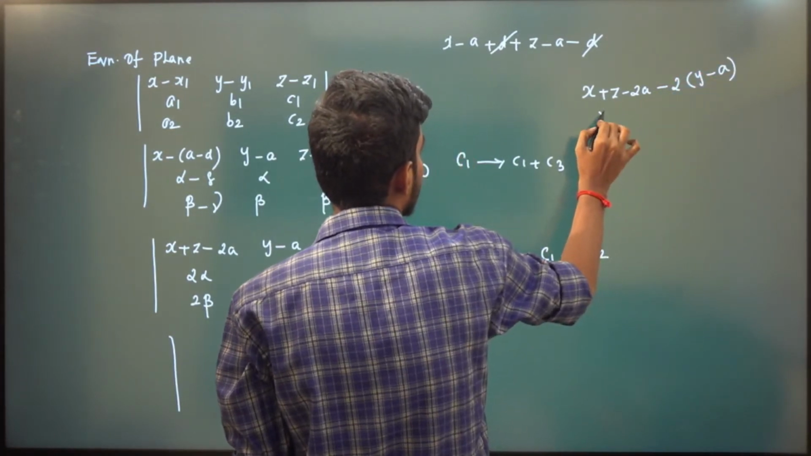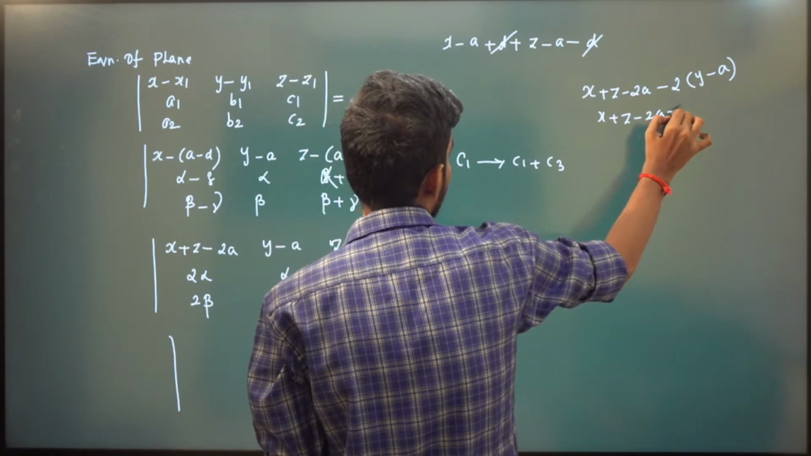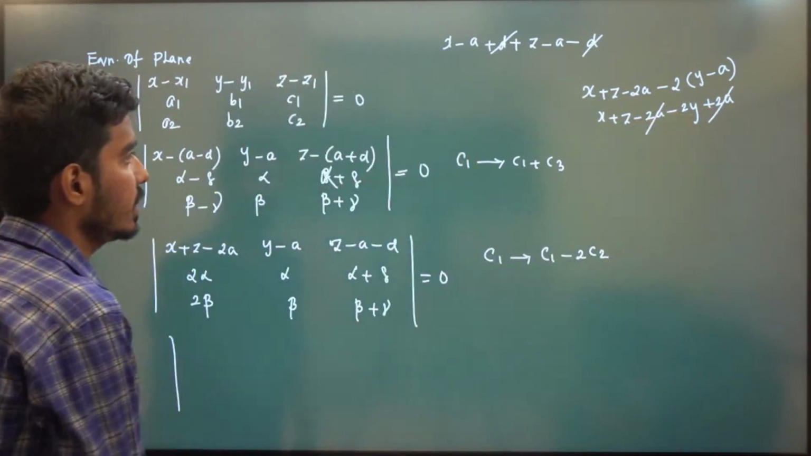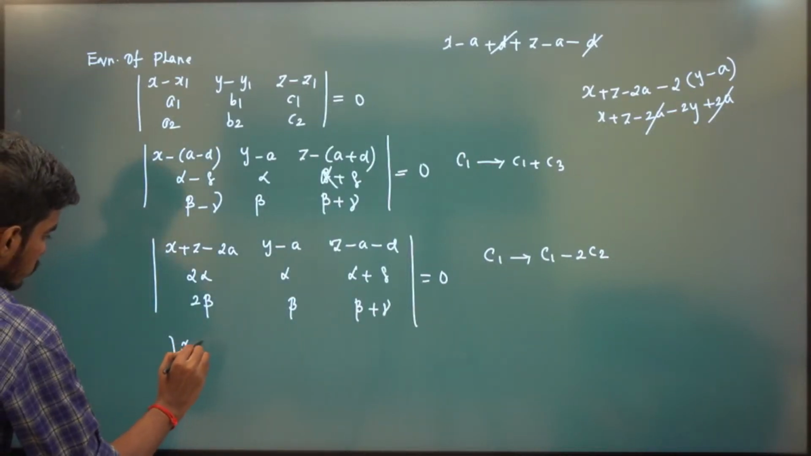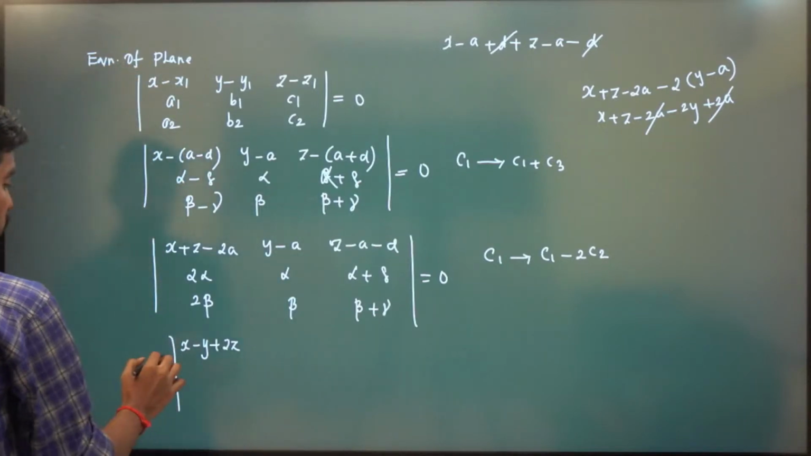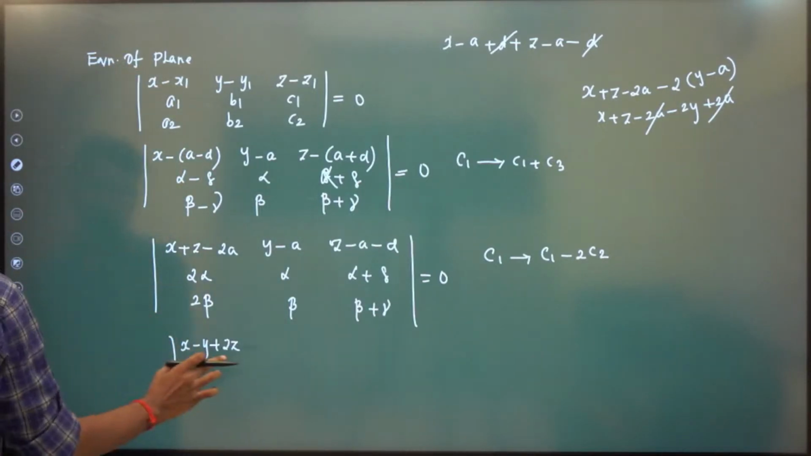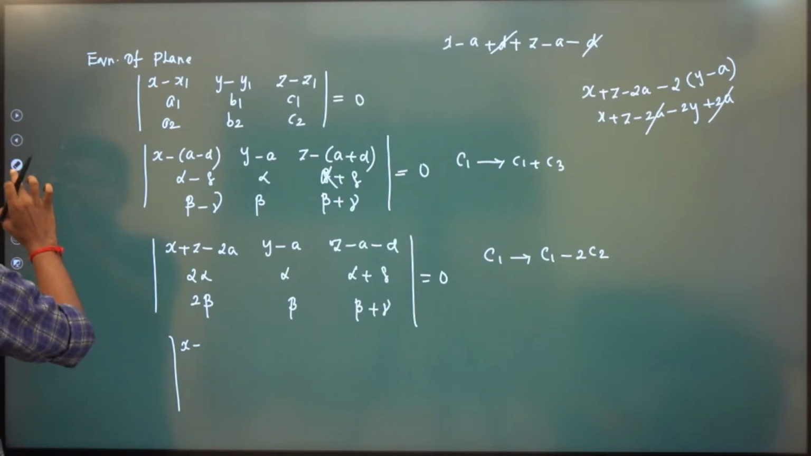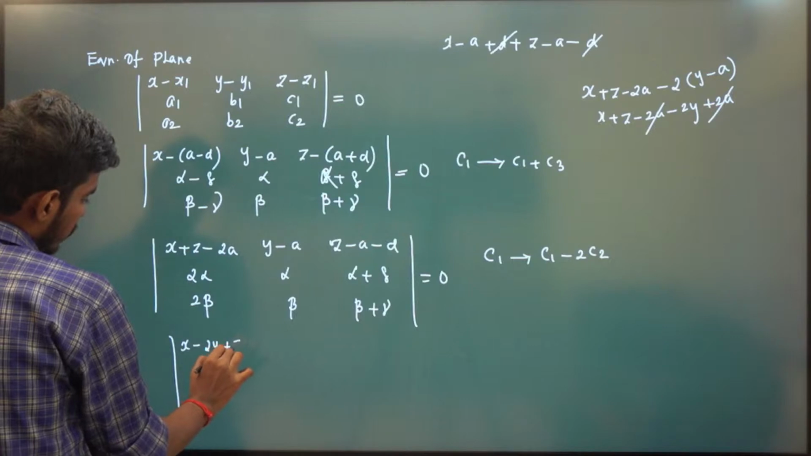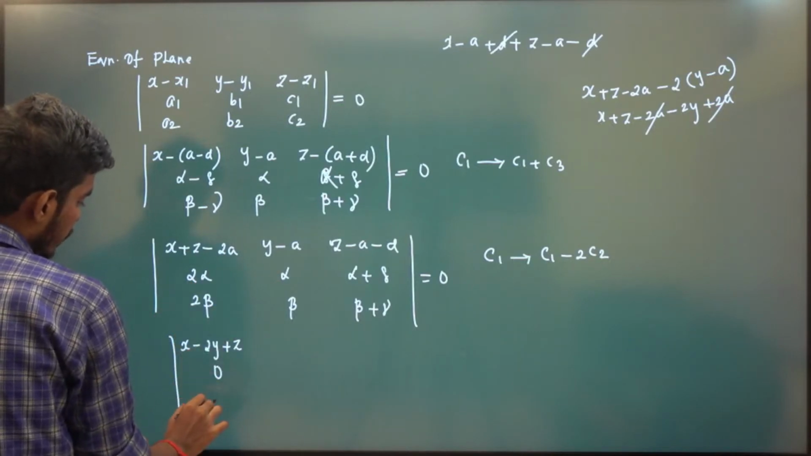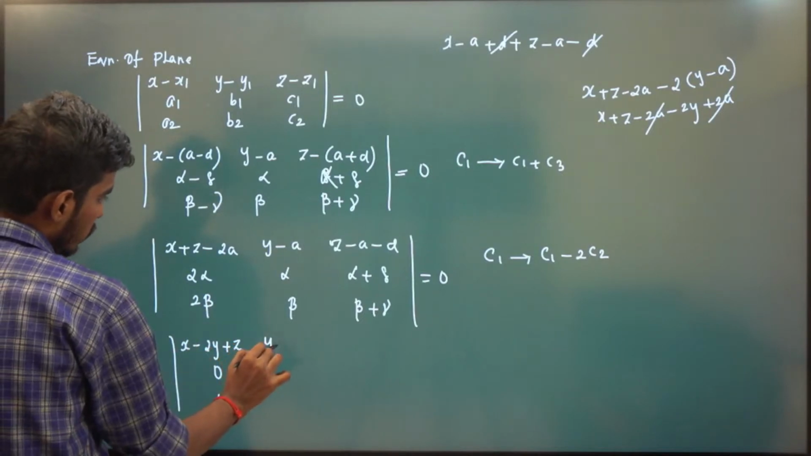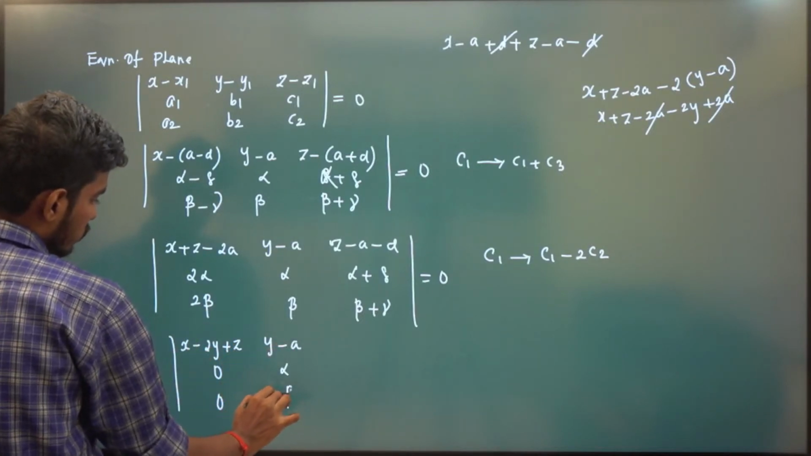So we will have x plus z minus 2a minus 2y plus 2a. So we will have x minus 2y plus z, right? x minus 2y plus z. Now what about these terms? This will be 0, right? So 2 alpha minus 2 alpha, 2 beta minus 2 beta. Let us keep these terms as it is.